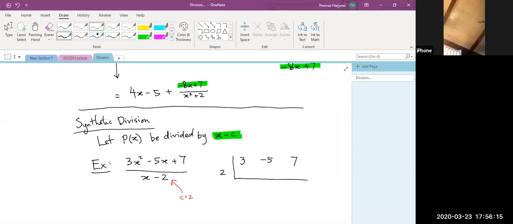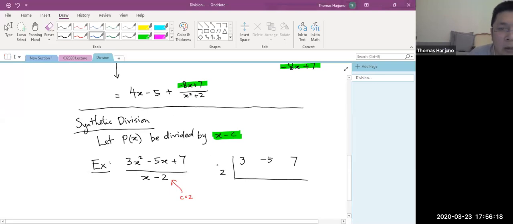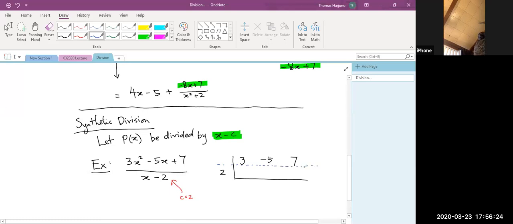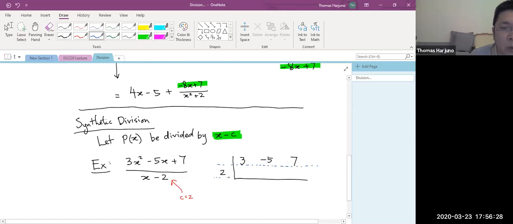You can think of this as three rows. The first row will be the coefficients of the polynomial. The second row on the outside will be the c, and we will have the third row here for the quotient. But be very careful if you have any jump here. The polynomial happens to have non-zero coefficients for each one of them. Degree of 2, the coefficient is 3, degree of 1, the coefficient is negative 5, the constant is positive 7, right? So there's no jump. We don't need any zero for the placeholder, right?